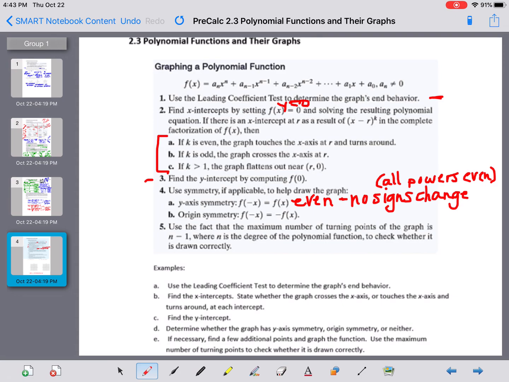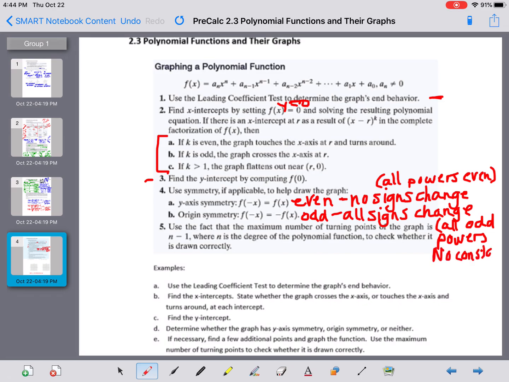The origin symmetry, that is odds. When I plug in the x's, all signs change, right? And when do all signs change? When you have all odd powers. But here's the other thing you have to watch for on the odd one: all odd powers and no constants.